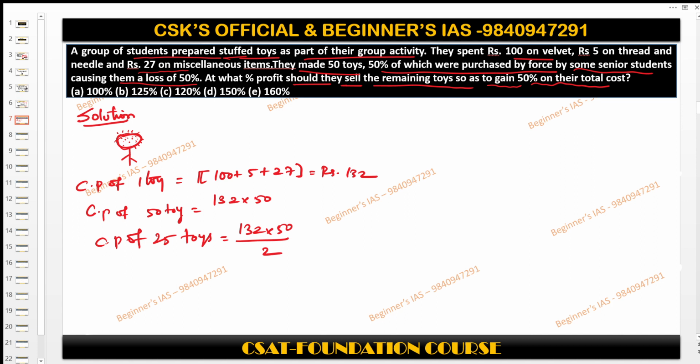Now, what is the thing you need to find out? You need to find out what percentage profit they should sell at. You can take that as X percentage, X percentage profit. Then, how could you calculate this one? For this much of toys, plus what will happen next?